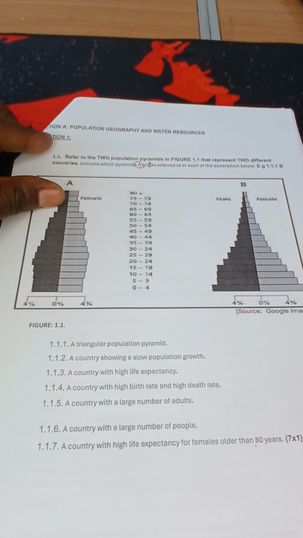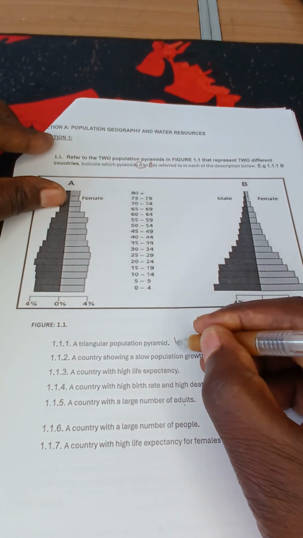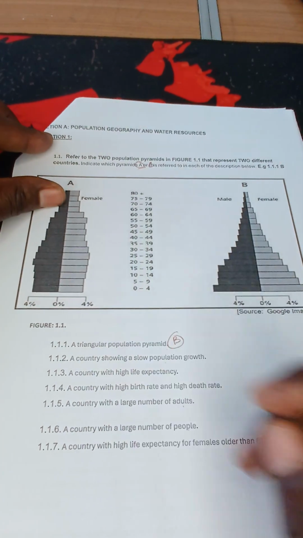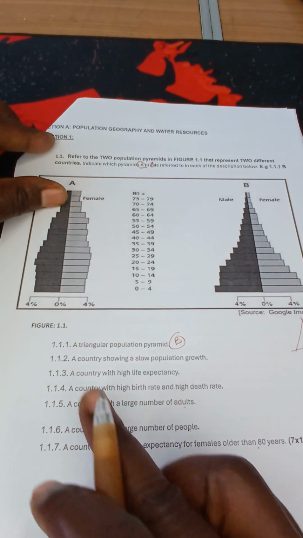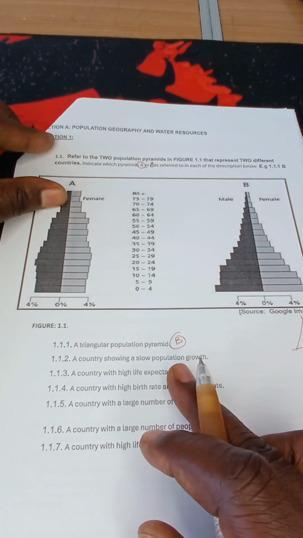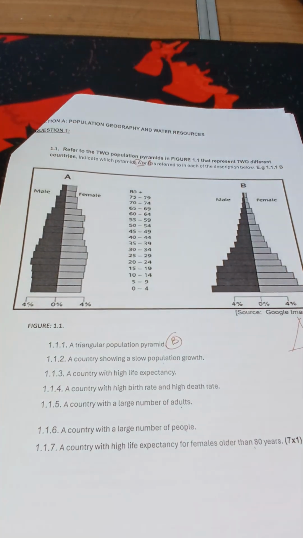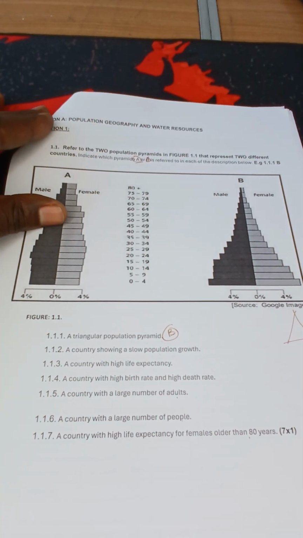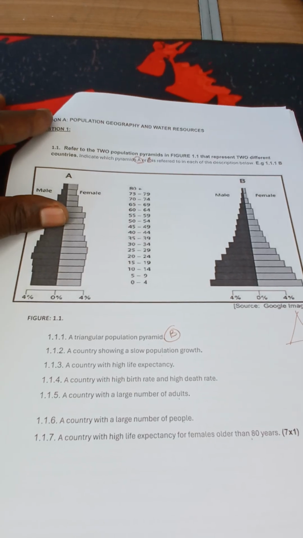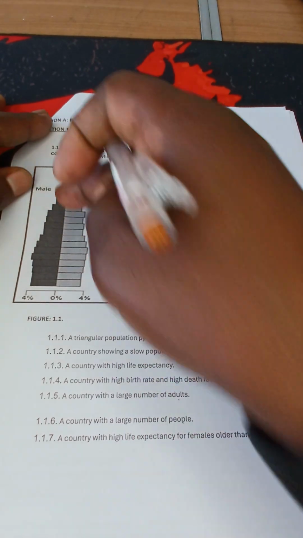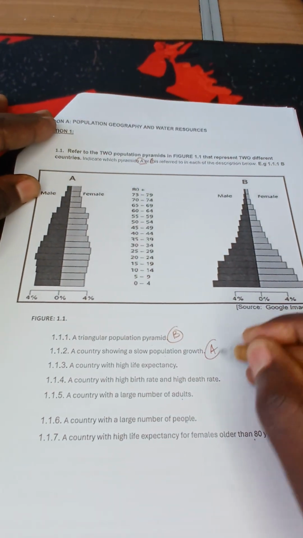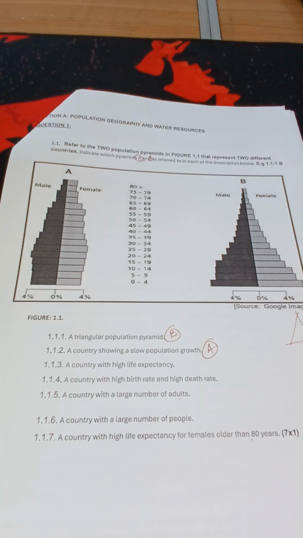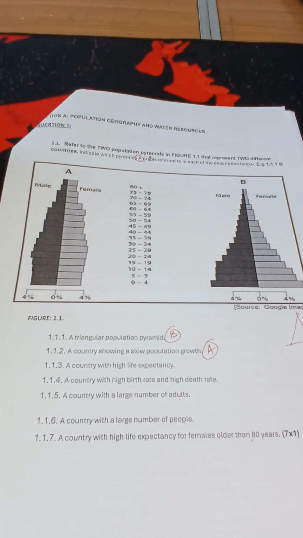The triangular population pyramid. You can see that this is your B. This is more triangular as compared to this one. You can see triangular, broad base. Then a country showing a slow population growth. When you're talking about population growth, let's talk about the natural difference between your birth and your death rate. Birth rate minus death rate. Of course, that's natural. The one which is showing that it is slow is your A, which is developed. So your answer there is A. A country with a higher life expectancy: the average age people are expected to live.